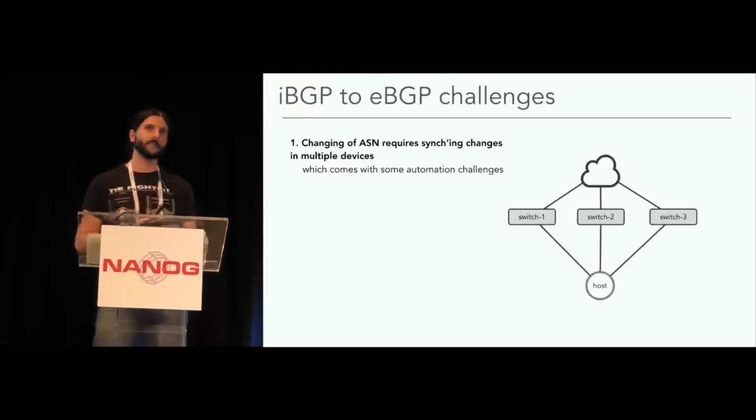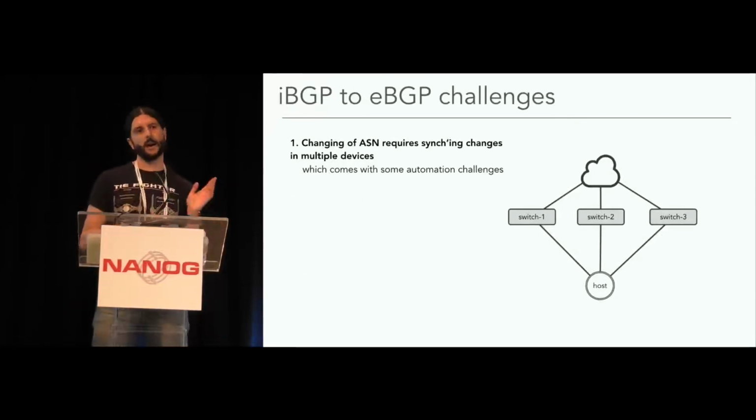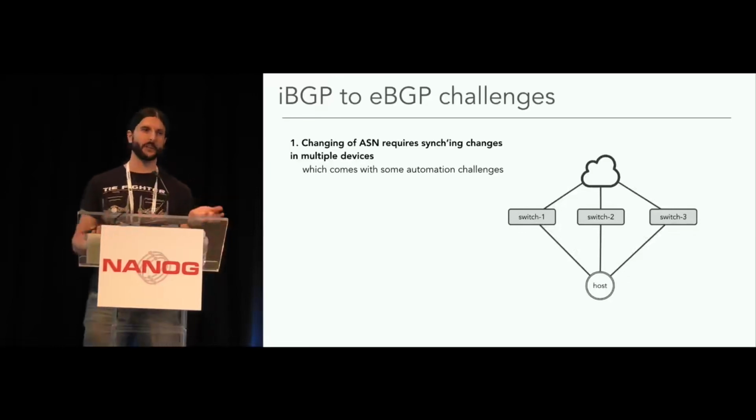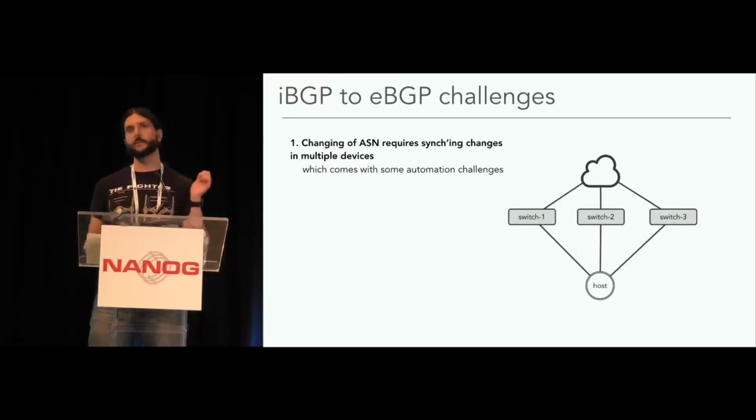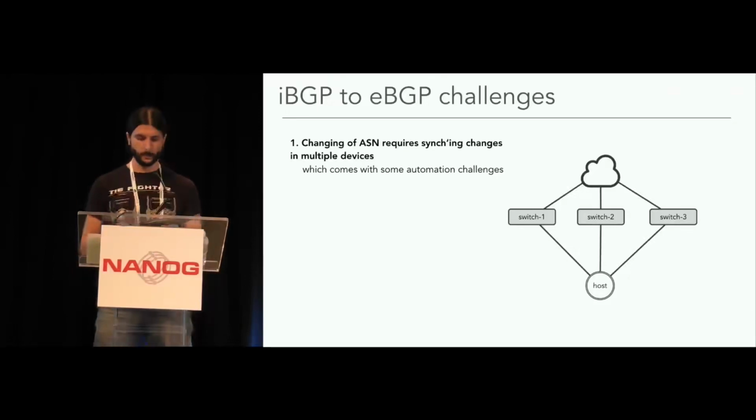But why is it an issue? It turns out that migrating from iBGP to eBGP has a couple of problems. The first one is that if you're going to start changing ASs in your network, you have to synchronize them. If you don't make the changes at the same time in all the involved devices, you're just going to bring down your network, because you have to have the local and the remote ASs in sync on both sides, or the session won't come up.